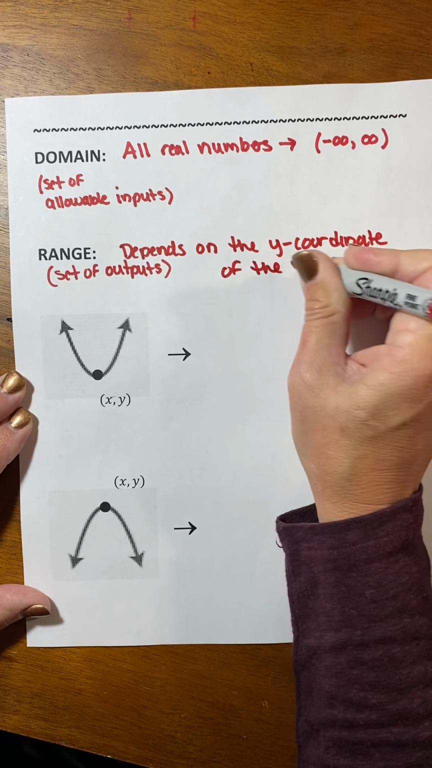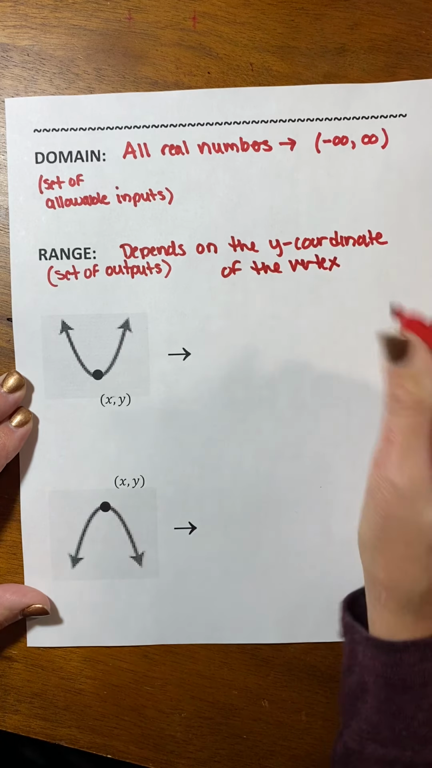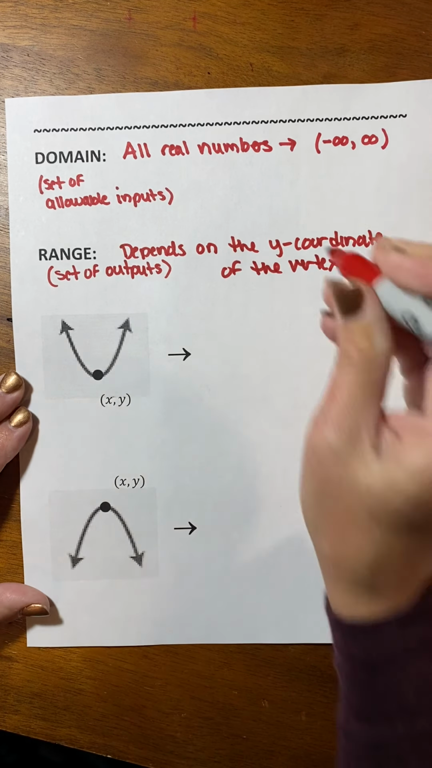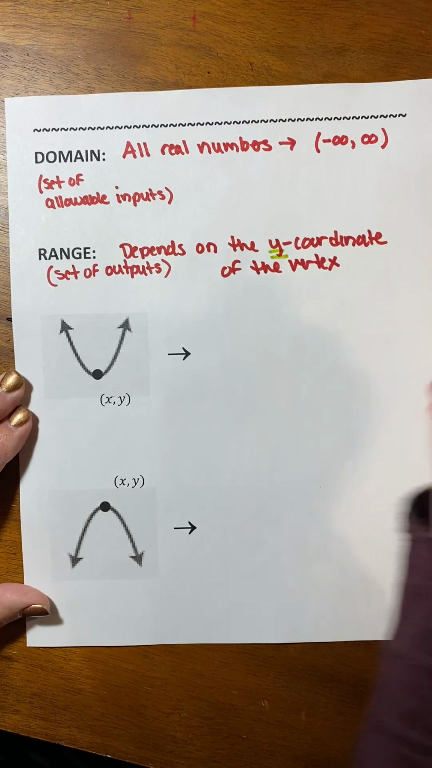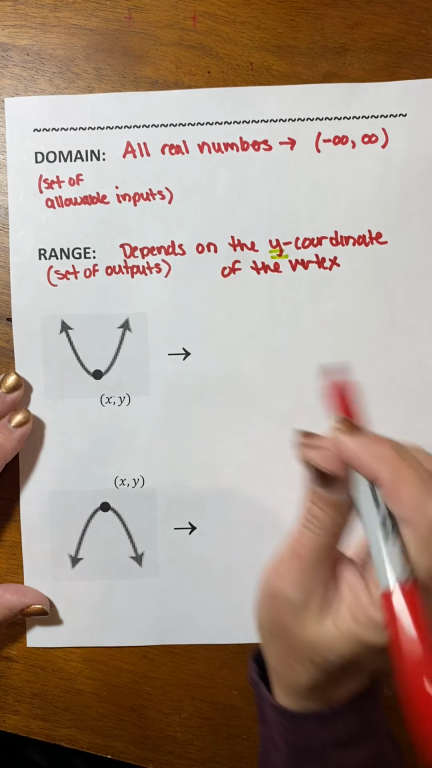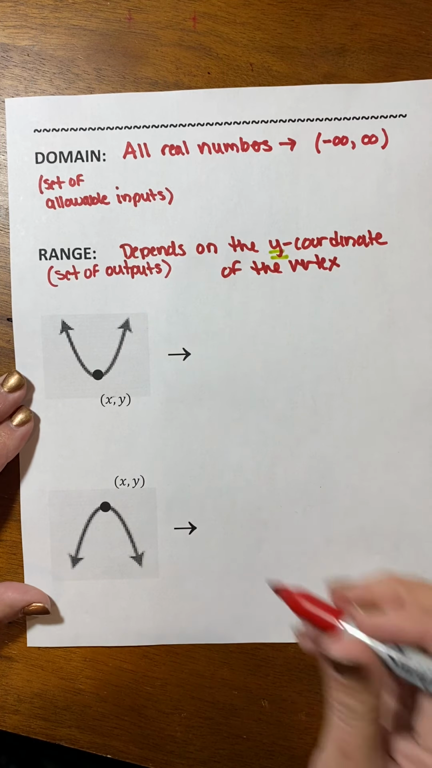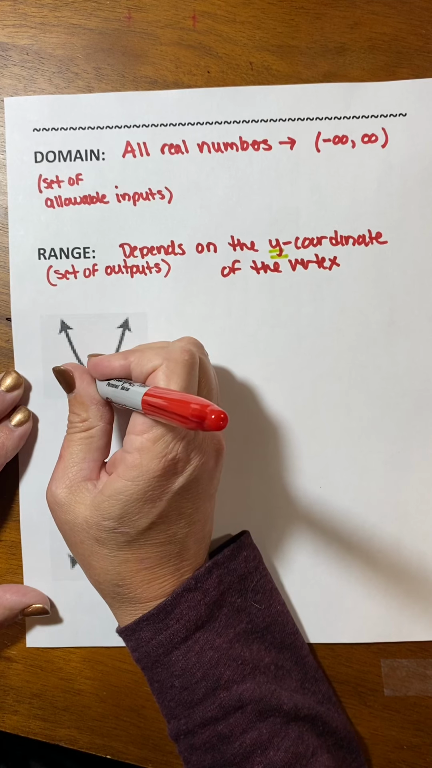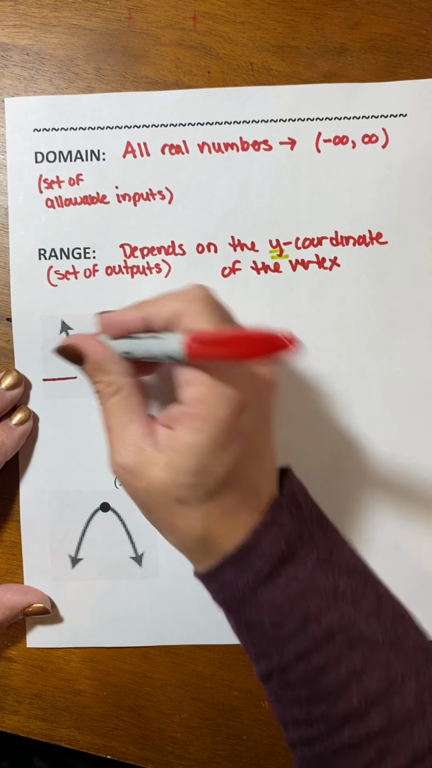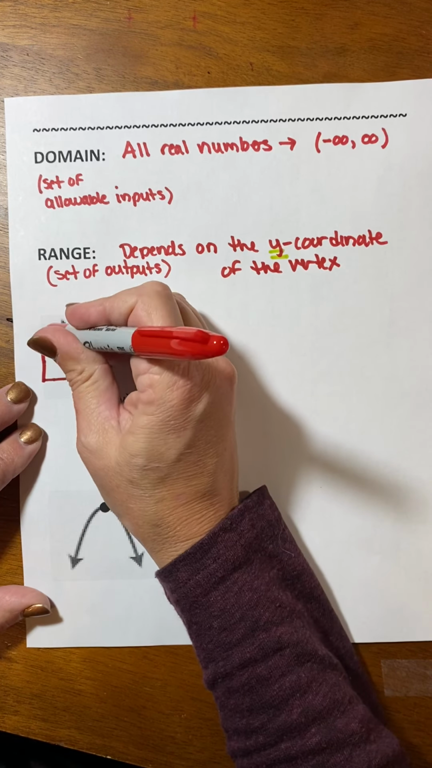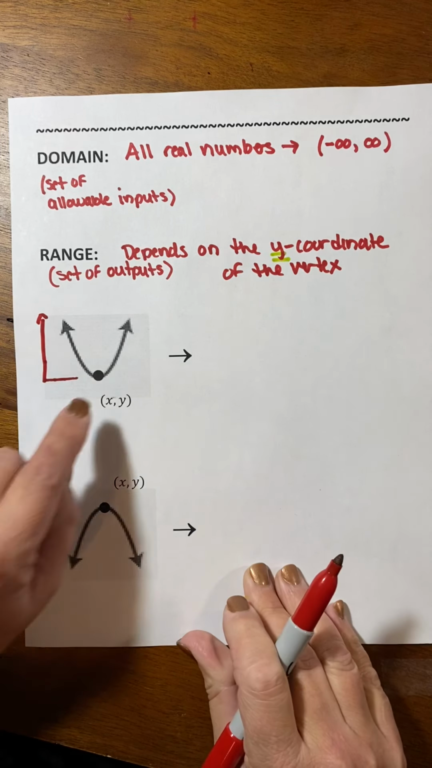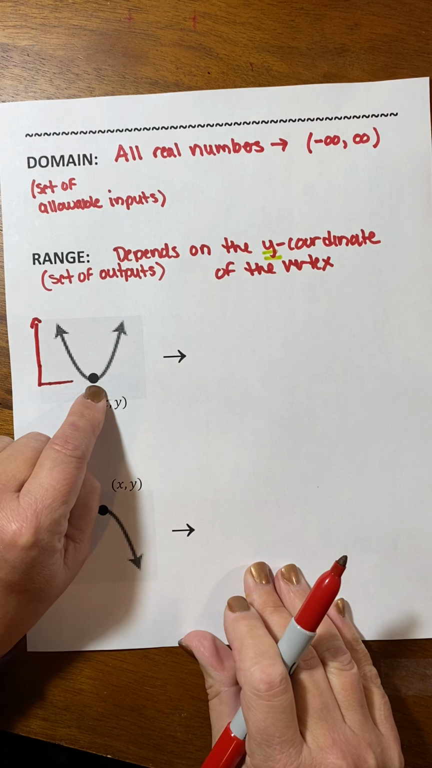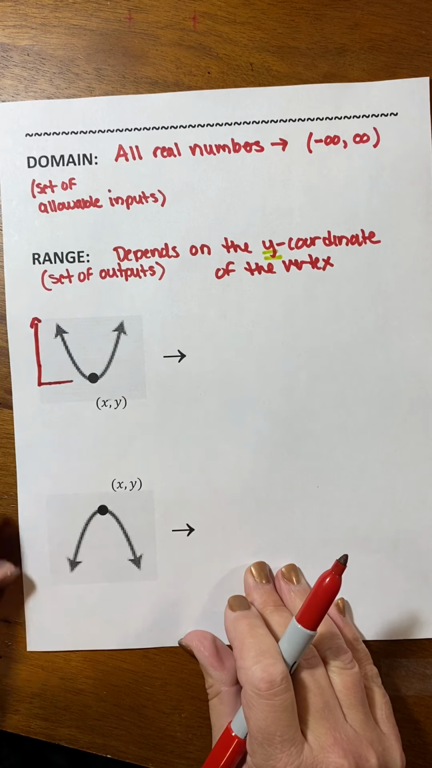What do I mean by that? So it depends on the y coordinate of the vertex. So remember, your range is how the y values behave. So if we have a right side up parabola, all my y values are going to be from this height up. So the lowest y value is going to be the y coordinate of the vertex, and then it's going to go up to infinity.